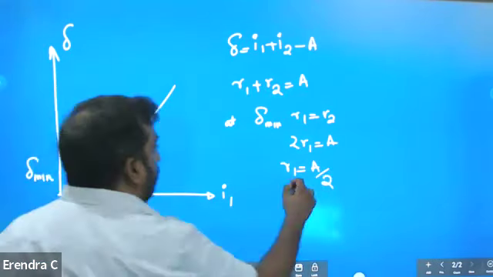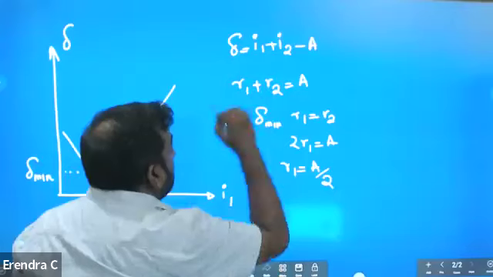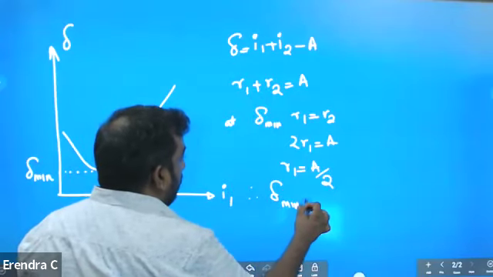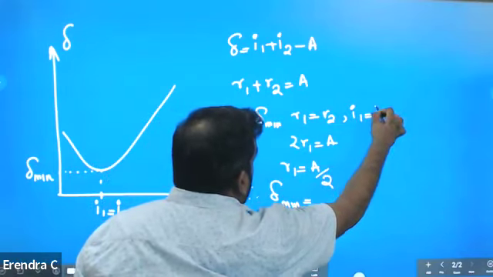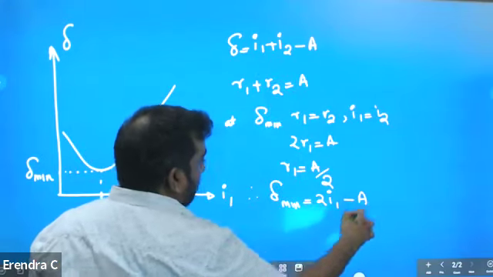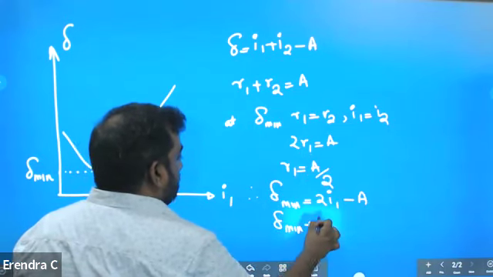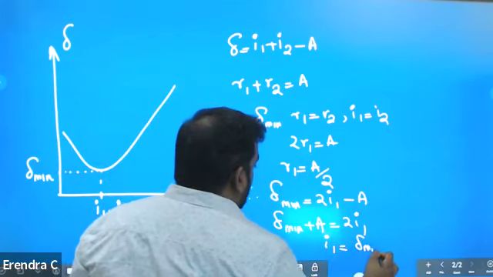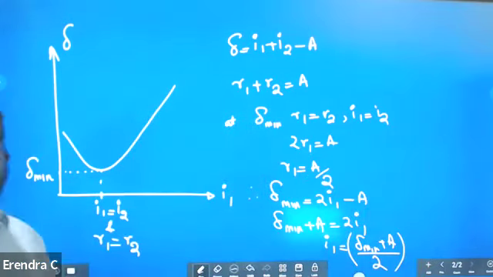If R1 is equal to A divided by 2, substitute there very carefully. You can build a relationship. Therefore, delta minimum, don't forget, R1 equals R2, I1 equals I2. So here you have 2I1 minus A. Take it to the other side. Delta minimum plus A is equal to 2I1. I1 is equal to (delta minimum plus A) divided by 2.